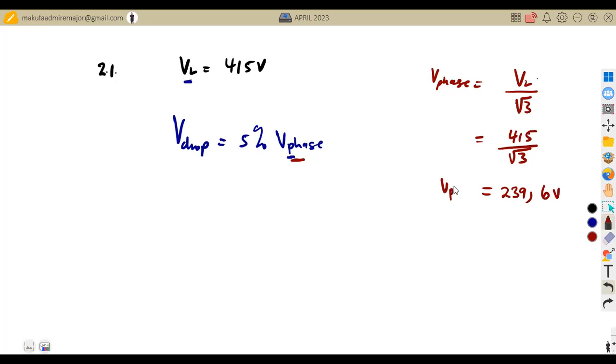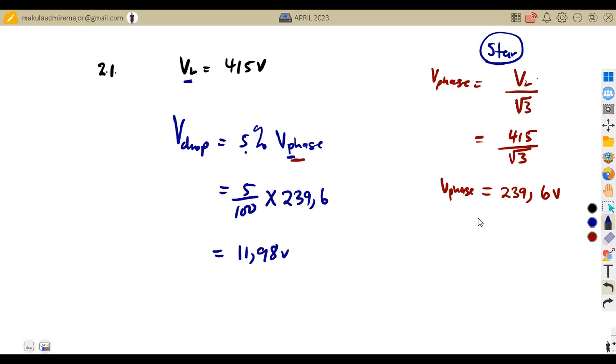So we have the phase voltage. Like I said, this is referred to as in a star connection. Always, that is what we are going to have in this case. So meaning to say, in order for us to have the voltage drop now, we have the three phase. Remember, to remove the percentage, simply divide by 100. So we multiply to the phase of 239.6 in this case.